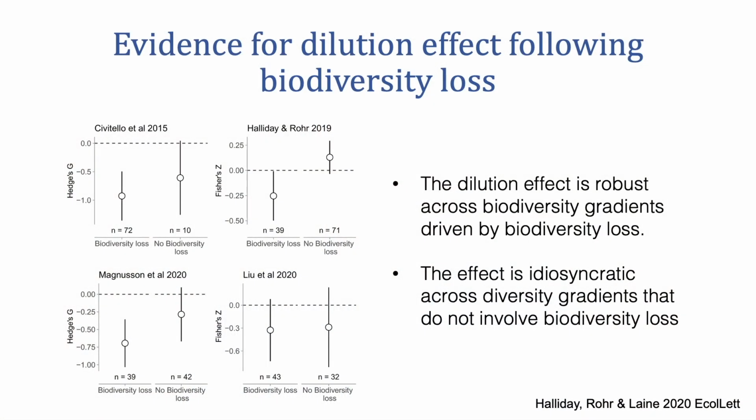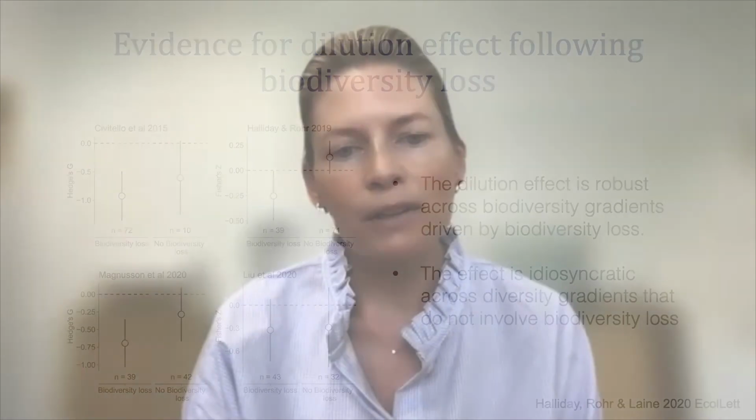We recently carried out what could be called a meta-analysis. So we joined 4 different meta-analyses that altogether consisted of some hundreds of studies to really try and understand how biodiversity loss is associated with the dilution hypothesis. And we divided these studies into categories of there having been a recent biodiversity loss and those where there hadn't been a recent biodiversity loss.